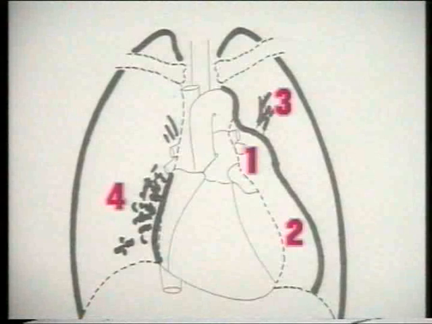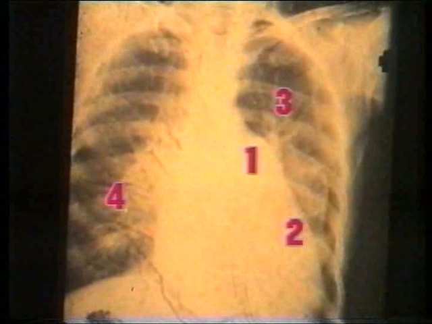Now this is a diagrammatic representation of the same X-ray. Left atrial dilatation, left ventricular hypertrophy, prominent upper zone vessels and pulmonary edema. See the X-ray again: left atrial dilatation, left ventricular hypertrophy, prominent upper zone vessels and pulmonary edema.